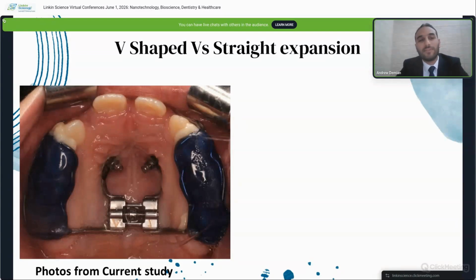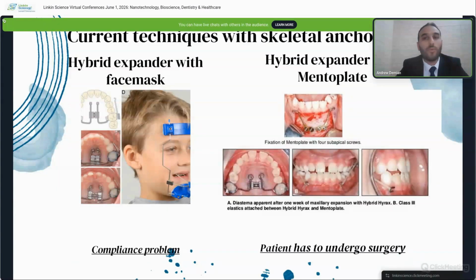Okay, so before that study, we had current techniques with skeletal anchorage. Either use a hybrid expander with the face mask in order to have a more skeletal effect on the maxilla, or do a surgery and place a bone plate for the protraction, in order to go through an intraoral technique.